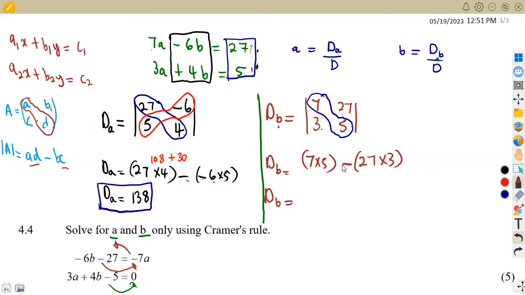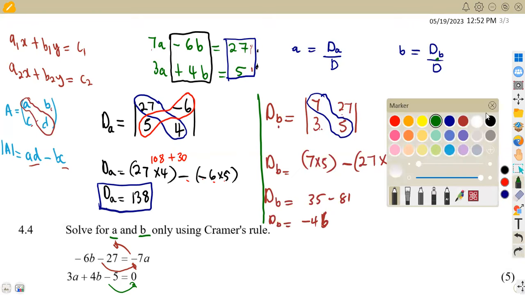So just like the previous part, you just combine everything at once. So this is going to be 35 minus 81, which is the determinant with respect to B is going to be negative 46 in this case. So we are going to obtain negative 46. So that's the determinant with respect to B. The same thing we are going to apply to find this time the determinant with respect to the constants.